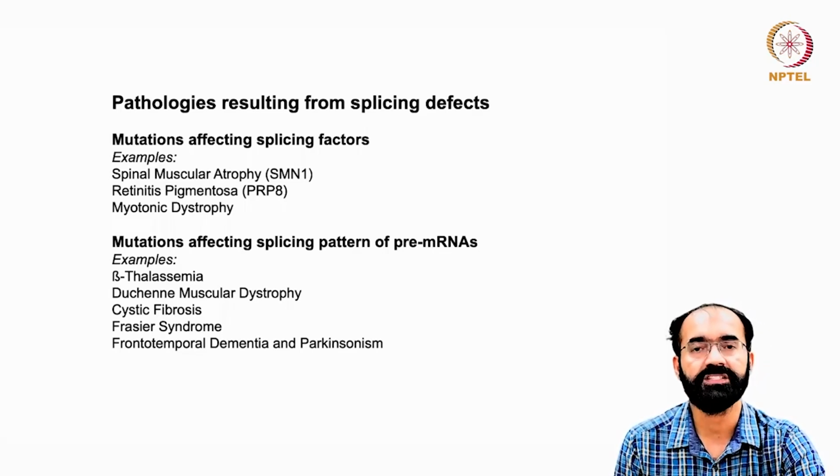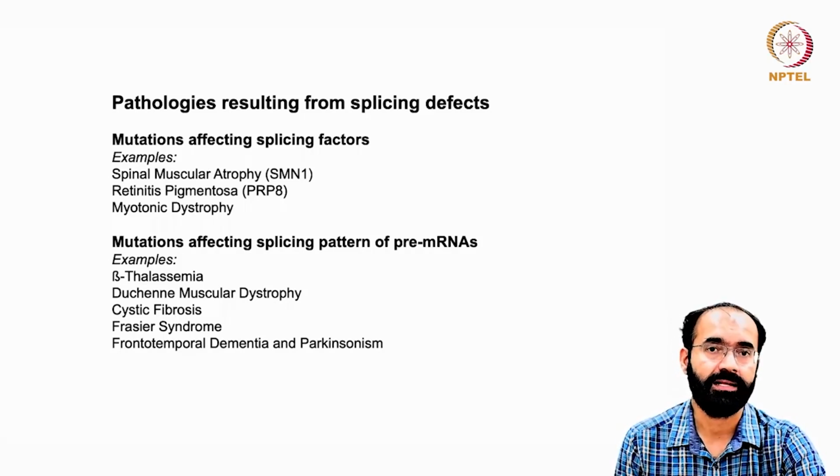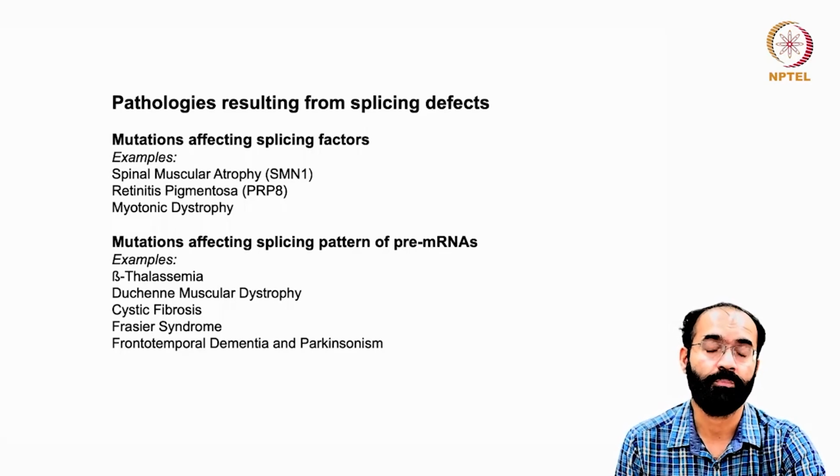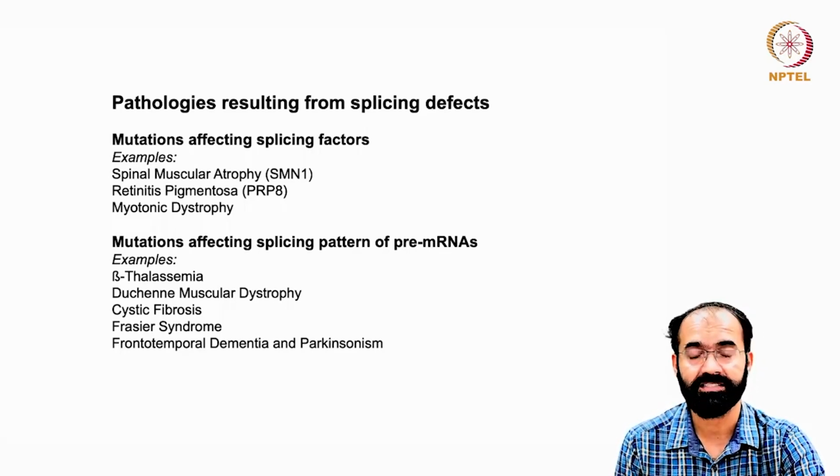So many of these diseases are life threatening. We will see more detail about this splicing and also the importance of RNA helicases, etc., in the next class. Thank you.